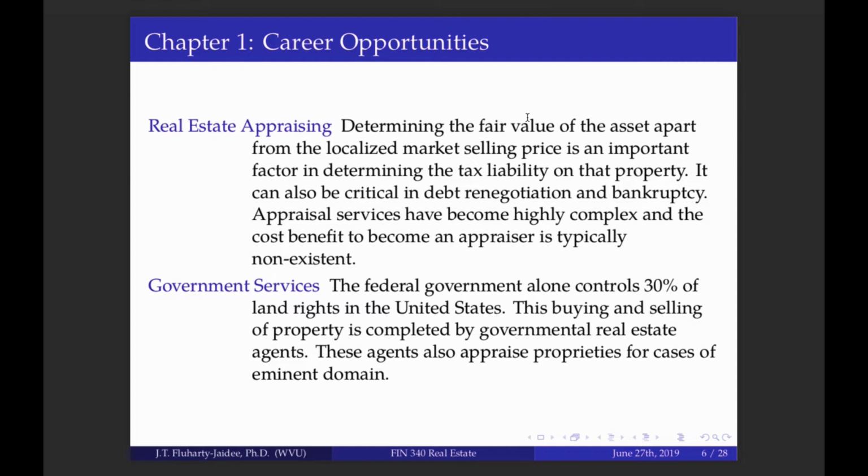So the United States government controls 30% of the land in the United States, which is a very large number. The buying and selling of this property is completed by government service agents who deal in real estate, either in the first market by buying and selling openly between the buyer and the seller. They agree to a price and they just simply transact there. Or if no transaction can come to pass, they use eminent domain, which we will discuss in Chapter 3.